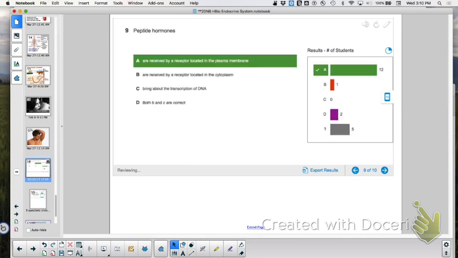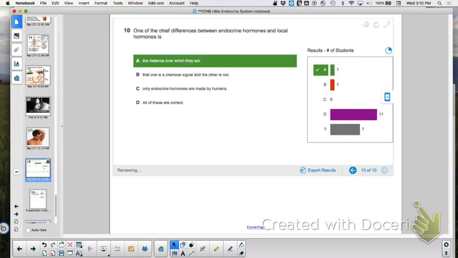Peptide hormones are received by a receptor located in the plasma membrane. They stand at the door and knock. And the chief difference between endocrine hormones and local hormones is the distance over which they act. Prostaglandins are local. They affect the local tissues, whereas the other one is over a distance.